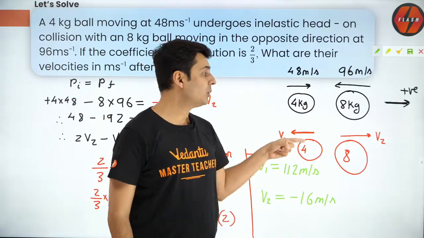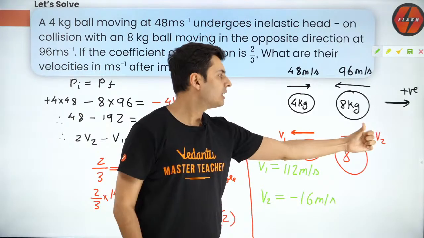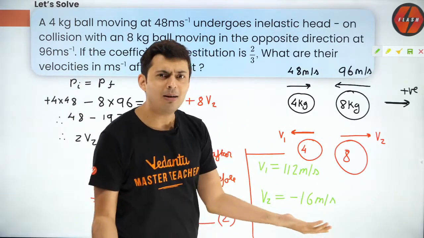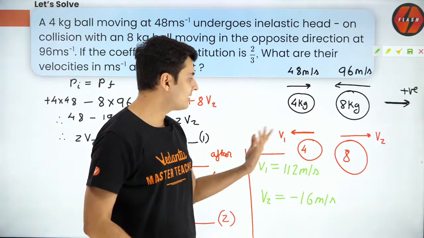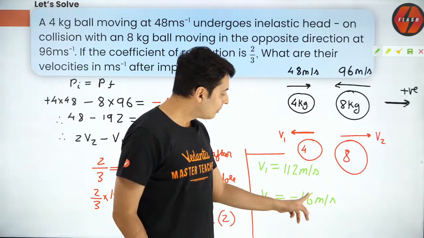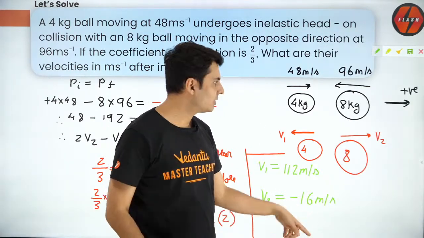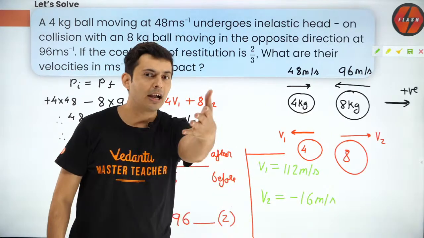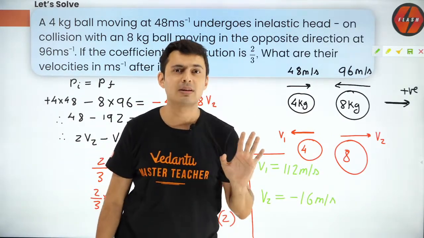Where did I assume V2? There. That is wrong. It should actually be here, but there is no harm. In options, you will be given left side, right side, etc. So magnitude wise it is correct, 16 only, just direction wise it is here. I hope now you understood how to solve coefficient of restitution problems.